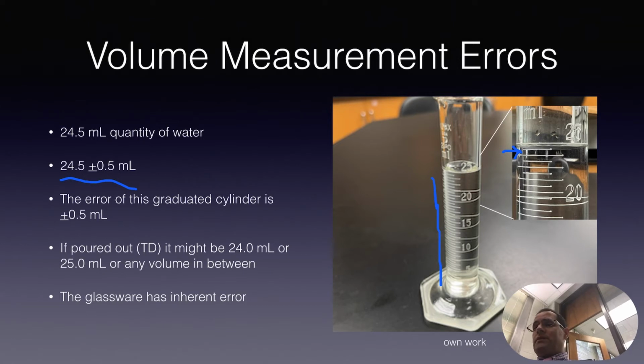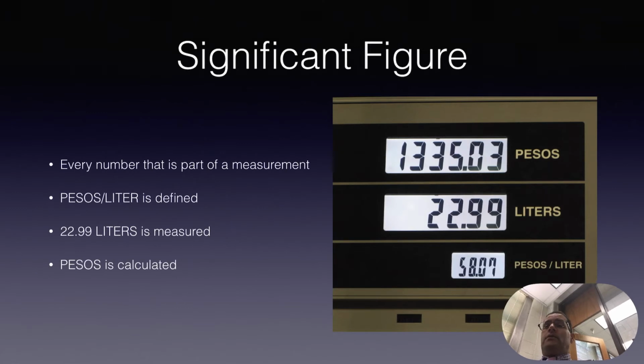So if it's poured out, this one's calibrated to deliver, or TD, it might be 24.0 milliliters, or it might be 25.0 milliliters, or any volume in between. And again, this glassware just has inherent error.